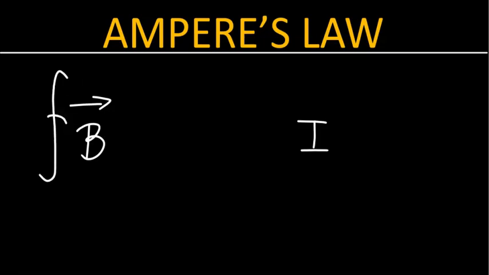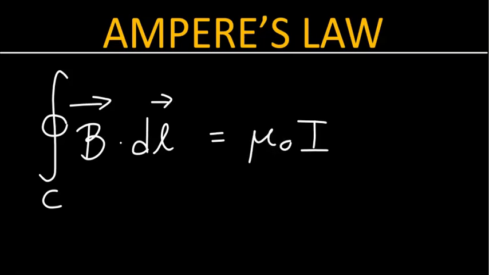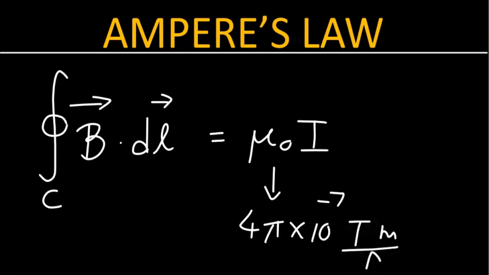It involves a closed integral. We write a closed integral like that around a contour. This will be explained in a minute. And it involves an integral that is known as a line integral. And on the right-hand side of this equation, it involves a constant which we already know. It is the permeability of free space, or permeability of vacuum, with a value of 4 pi times 10 to the power minus 7 Tesla meter per ampere, and the electric current, capital I.